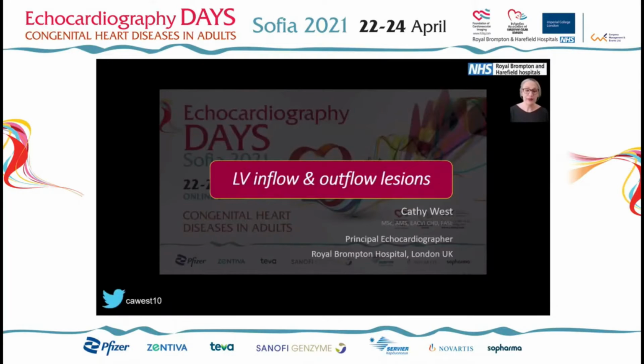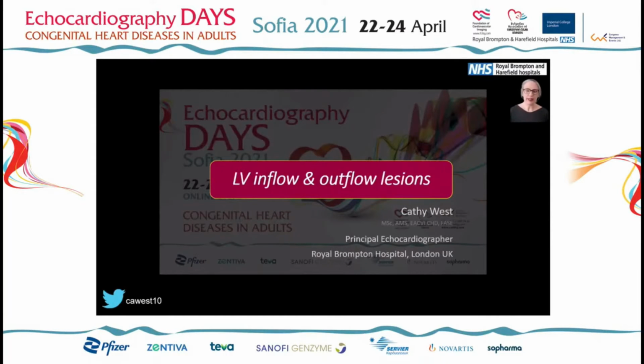In this session, we'll run through both LV inflow and outflow lesions. We'll cover this all in the one talk, a little bit different to what was advertised in the program, but we will cover the content all together in one presentation.